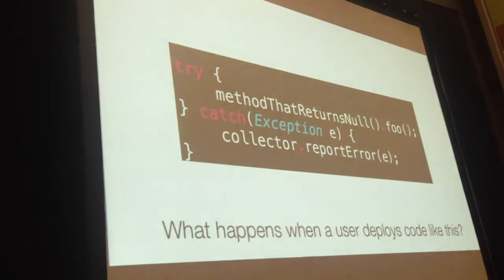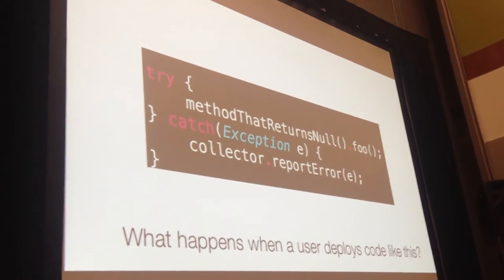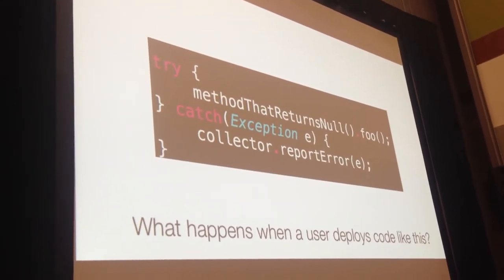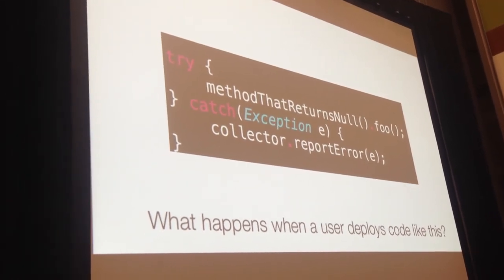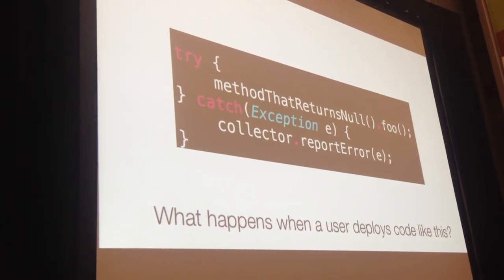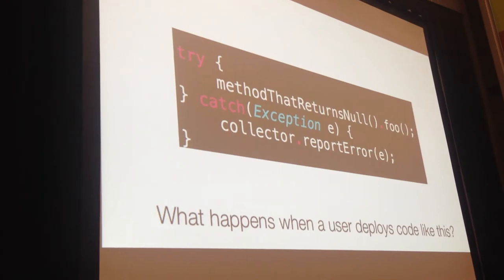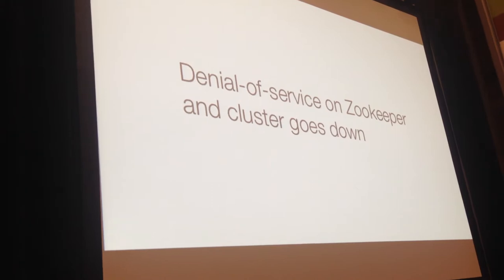So what would happen when a user deploys code like this? In fact, one of our users at Twitter deployed code almost exactly like this. What this code does is that for every input tuple, it throws a null pointer exception, and then it catches all the null pointer exceptions and calls report error on that null pointer exception. And so report error is called once for every input tuple. So if you're processing 100,000 tuples per second, you're now calling report error 100,000 times per second, which is a lot. The effect of this is that it causes a denial of service attack on Zookeeper, brings the entire cluster down, and kills everyone's topologies.